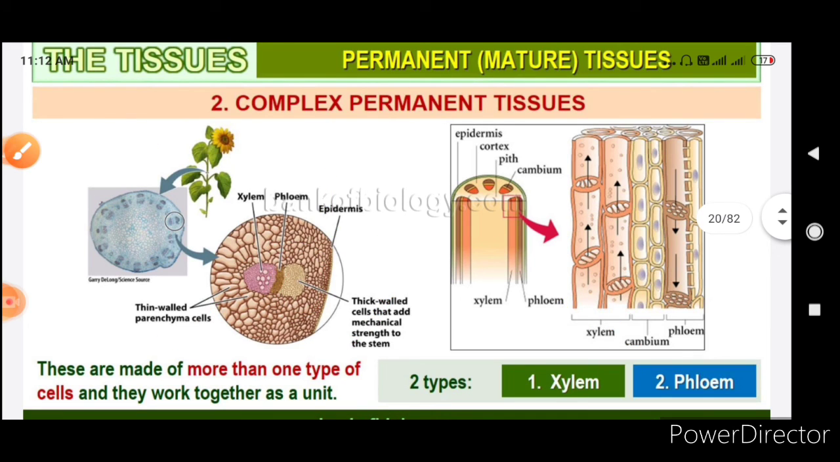Okay, so what are the permanent tissues? We already learned that permanent tissues are of two types: simple permanent tissue and complex permanent tissue. Permanent tissue has already acquired certain function and they don't have any division capacity. In that we learned simple permanent tissues were having only one type of cell, and complex permanent tissue will have more than one type of cell, and all these cells will come together and function as a unit. So complex permanent tissue are of two types, that is xylem and phloem.